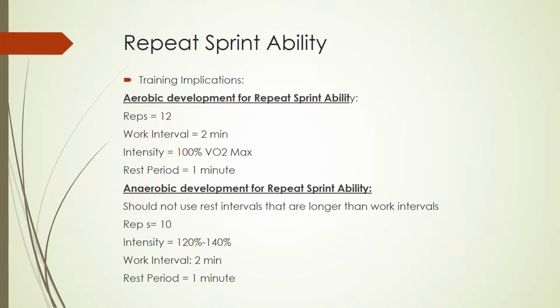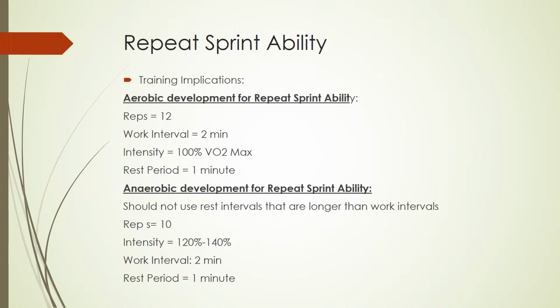Okay, so we know what repeat sprint ability is, and we know some of the bioenergetics that makes maximal repeat sprint ability possible. We talked about PCR, and with all that comes training implications. Two main considerations of training for repeat sprint ability are the intensity of the work intervals and the work to rest ratio, which is basically just looking at how long you spend working in relationship to how long you spend resting.